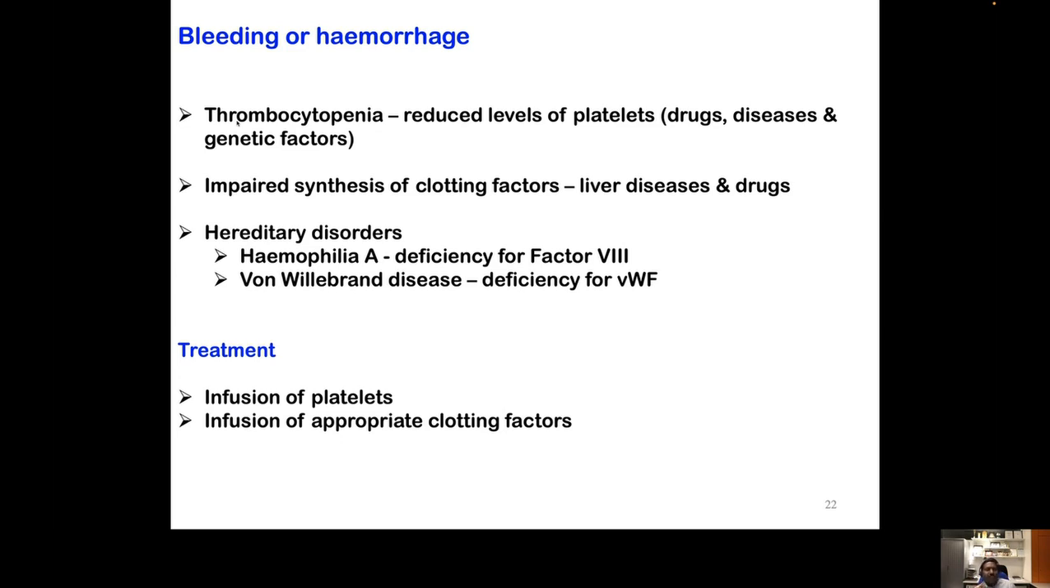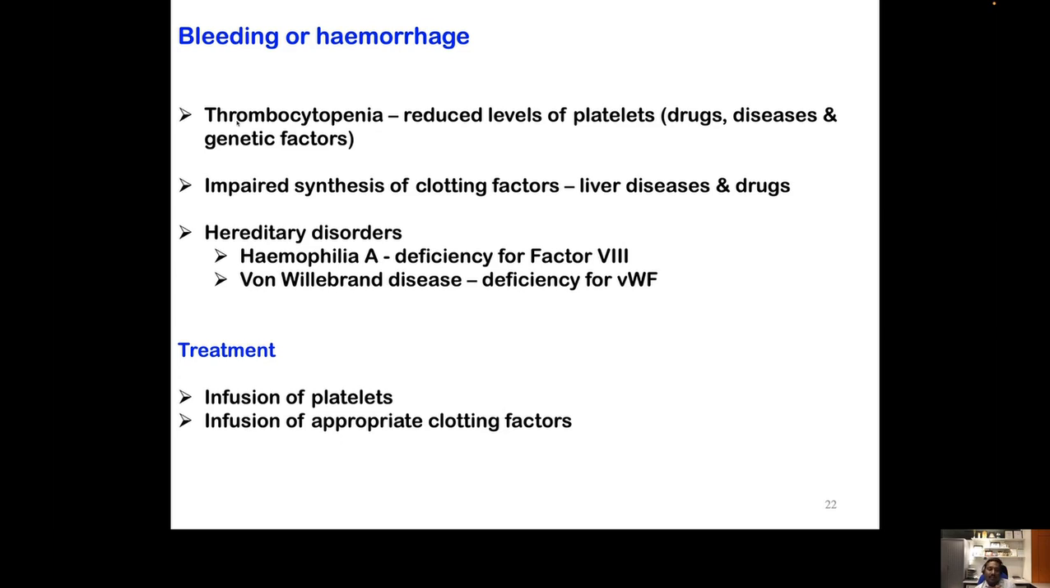Then the next problem is impaired synthesis of clotting factors. The clotting factors are mainly produced in the liver. If there is a problem with the liver, for example, chronic liver conditions, cirrhosis, these types of diseases, or any drugs, then clotting factor production will be affected. If you don't have a sufficient amount of clotting factors, for example, factor 8, that's a genetic problem, then it will lead to bleeding, because the coagulation cascade is not happening. Even though the platelet clot is formed, that's only temporary. It's not a stable clot. So the bleeding will occur in these people. That's due to impaired synthesis of coagulation factors.